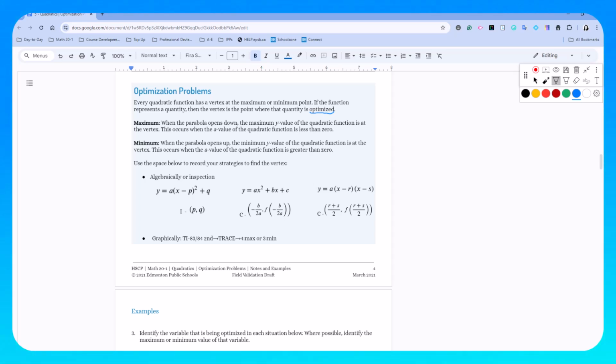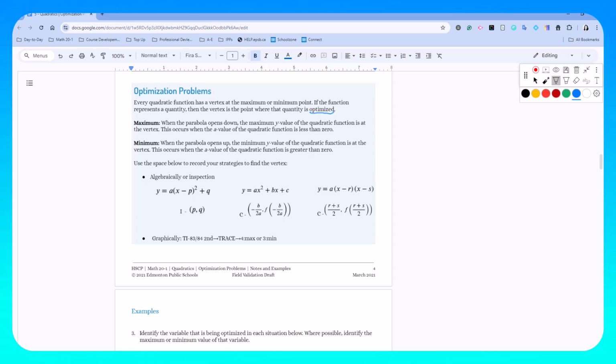And we can also find these maximum and minimum pieces graphically, doing second trace and using 4 for max or 3 for min, and then following the procedure. Remember, if you're not sure, there is a calculator tutorial page on the website, so go ahead and take a look at that if you need some more help with your calculator features.